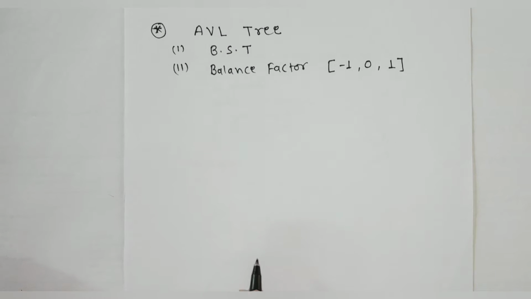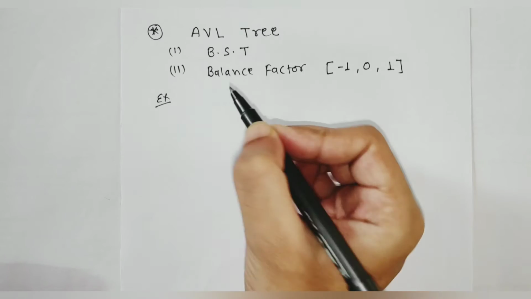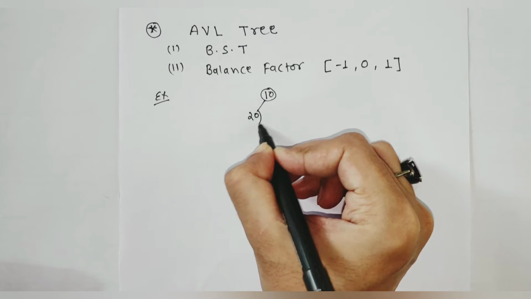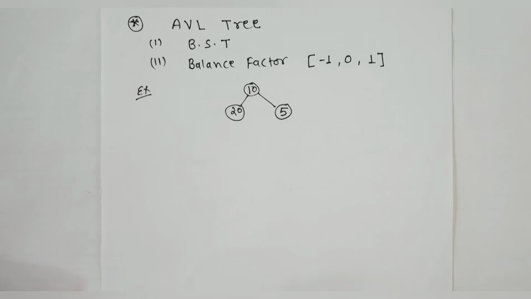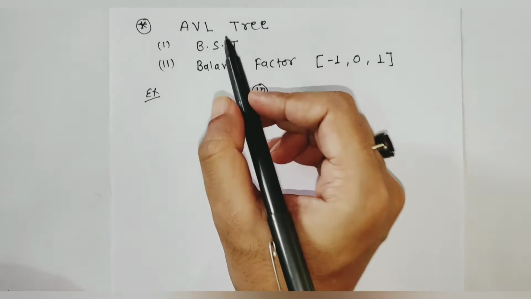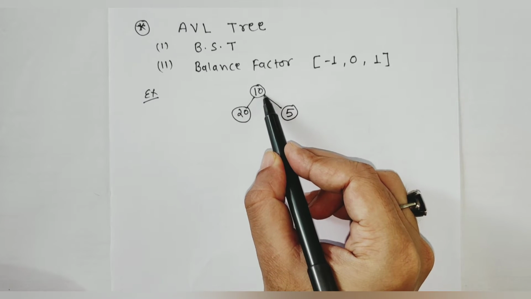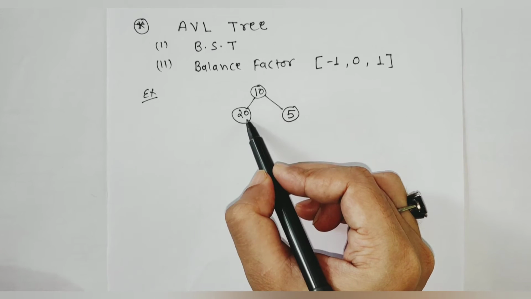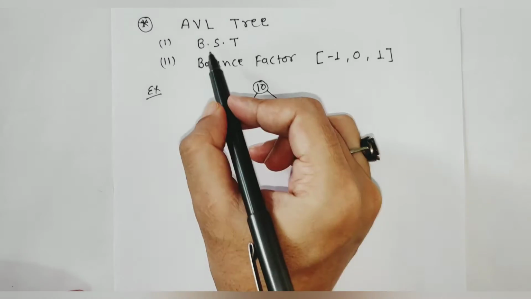Now let's see a few examples of whether the given tree is an AVL tree or not. Suppose we have one tree like 10, 20 and 5. Now we need to check whether the given tree is an AVL tree or not. So we will check both of these properties. The first property is it should be a binary search tree. So let's check. The root node is 10 but the left is 20. So it is not a binary search tree, because in the left the element should be lesser or equal.